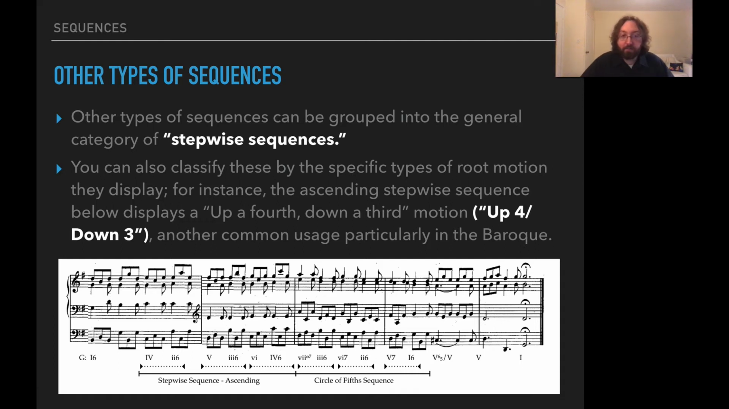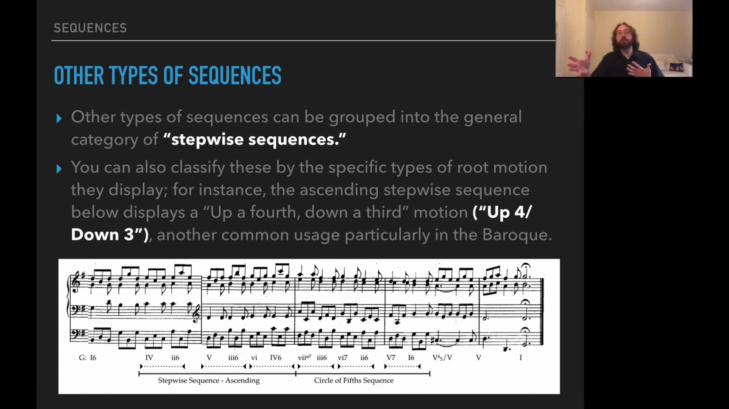So, if we look first at the ascending stepwise sequence, we'll see 4, then going to 2, so it's going down a third. Then it goes up a fourth, or down a fifth. So 5, and then 3, 6, and then 6, and then 4, 6. So we have that back and forth of fourth to third motion. Then we end with a circle of fifths sequence to bring us to our final cadence. And then our last cadence.